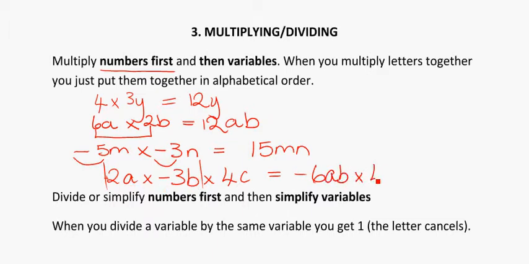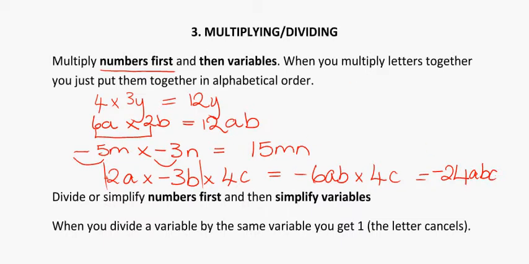Okay, so we now do the next sum. We multiply the result of that by 4c. Once again, multiply numbers first. Negative 6 times positive 4. So we get negative 24, and we've got a, b, c. A, B, C.